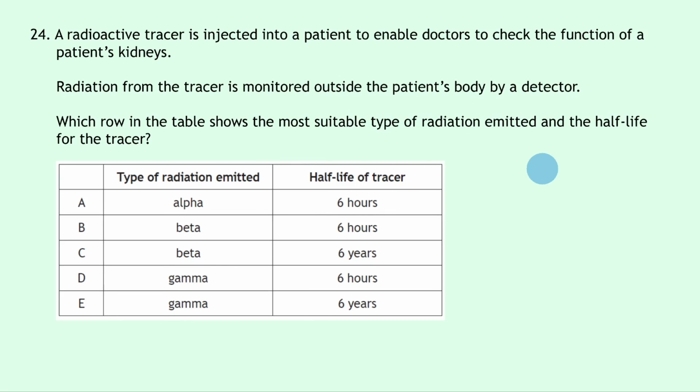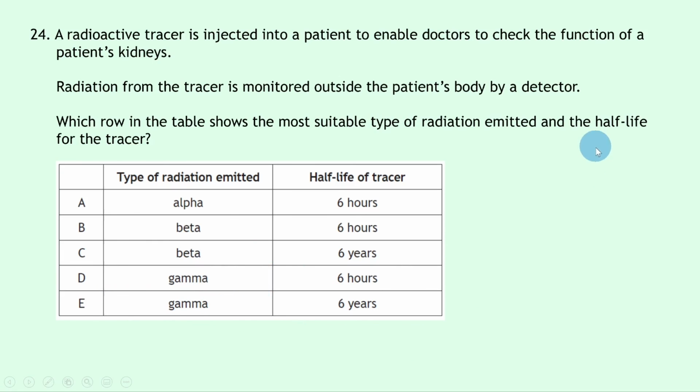Well, if you've seen my theory video on uses of radiation, you'll remember that we talked about radioactive tracers and how we're always going to use gamma radiation for a radioactive tracer. And that's because they are detected outside a patient's body, so the gamma rays have to pass through a patient's body, and they're the only type of radiation that can do that. Alpha and beta are going to be absorbed inside the body, so would be useless as a radioactive tracer. So it's going to be either D or E here as our answer.